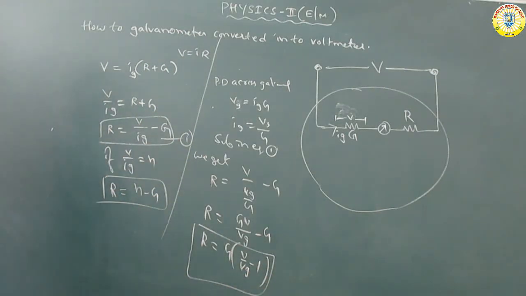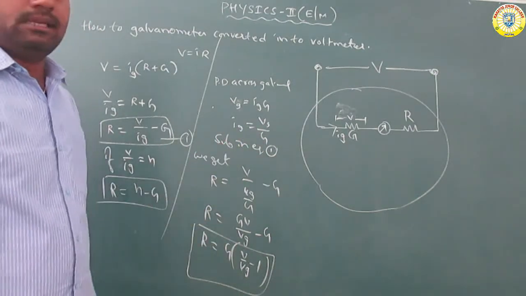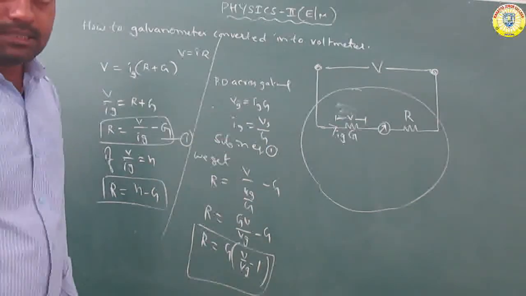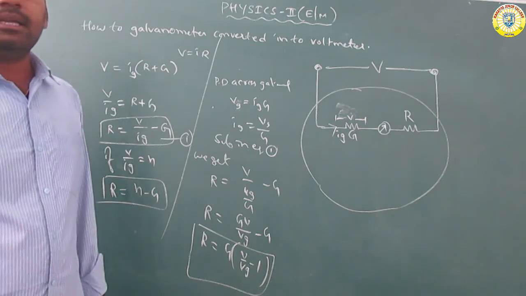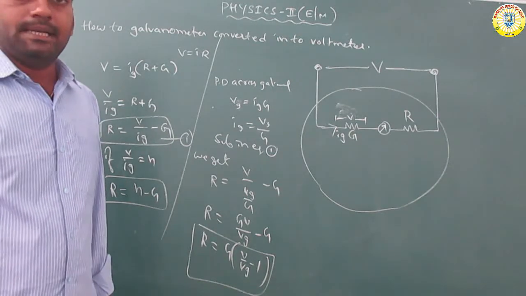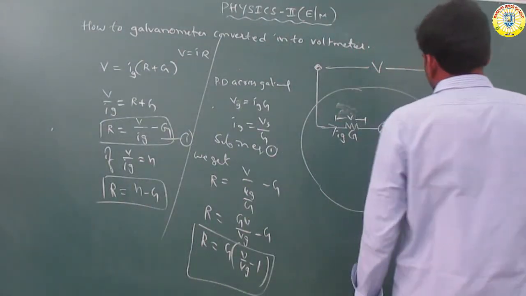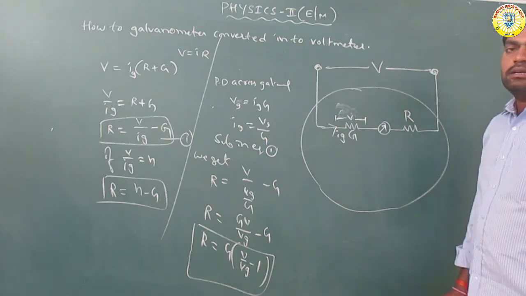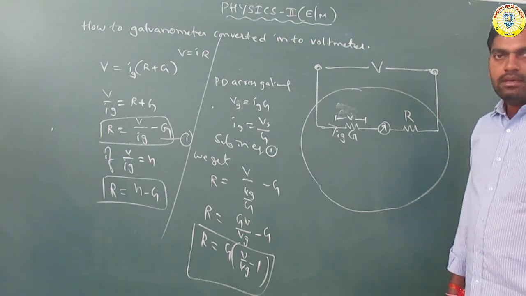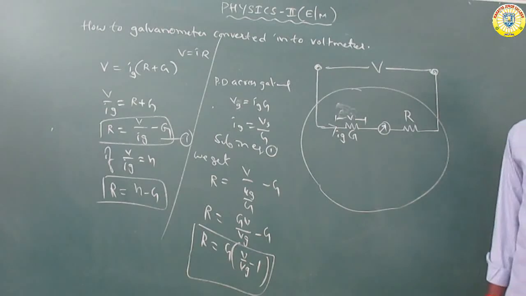The resistance connected in series is much higher than the galvanometer resistance, so the galvanometer is converted to a voltmeter. Because the current in the circuit through the resistance is limited, the potential difference across the galvanometer will be decreased. Okay, got it.